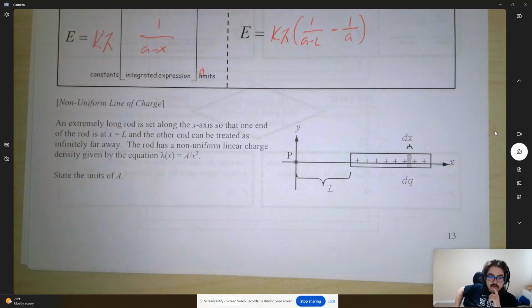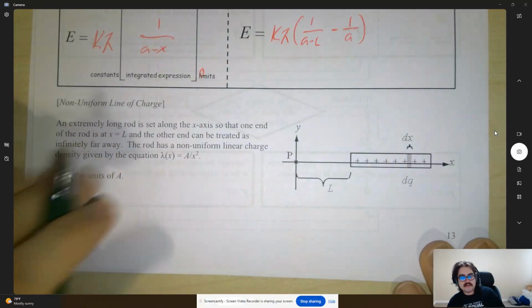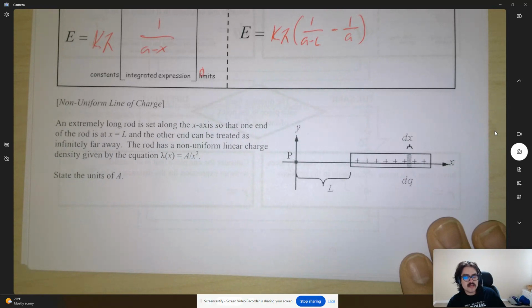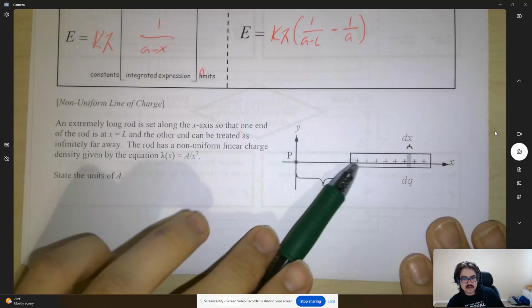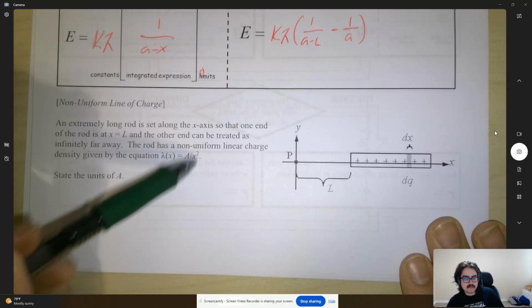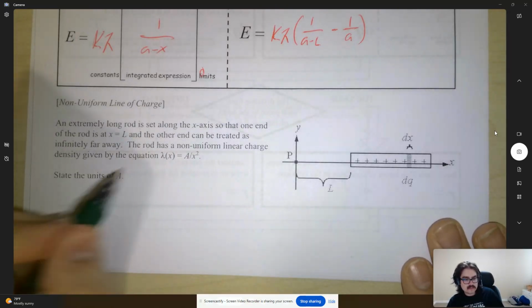This is a non-uniform line of charge, so we're finally getting into the non-uniform. I keep forgetting, this has a non-uniform linear charge density, so it does vary with your position on the rod. It's lambda of x equals a over x squared. State the units of a.